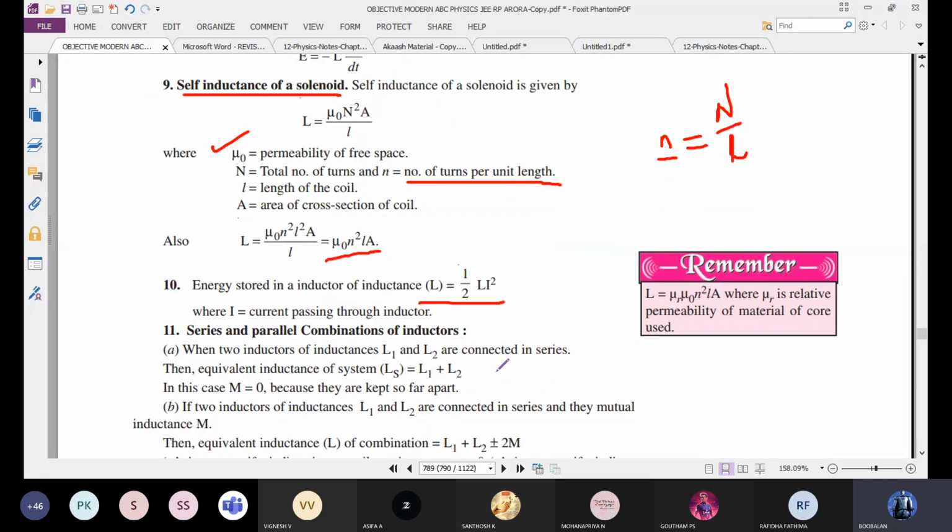Please everyone take notes. Same one, with the relative permeability you will get mu r.